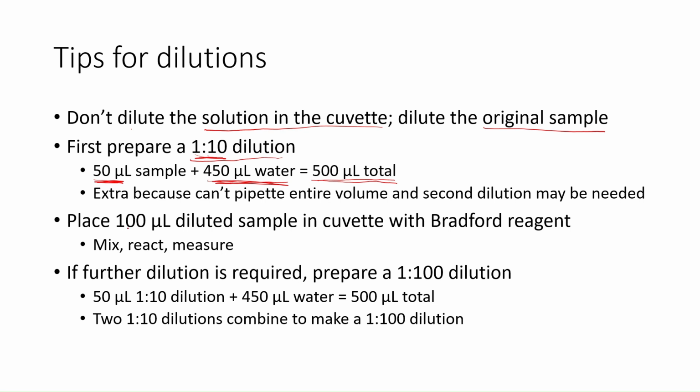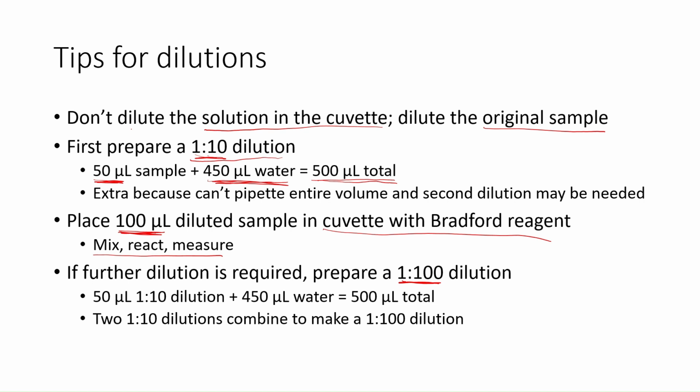So once you've diluted your sample, you take those 100 microliters and you put it in a cuvette with the Bradford reagent, and you'll do the same: mix them together, let them react, and then measure the absorbance at 595. So once you take that next absorbance measurement, you will then see if your unknown sample has now fallen in the range of your standard curve, or if you need to potentially do a second dilution if your protein is still extremely concentrated.